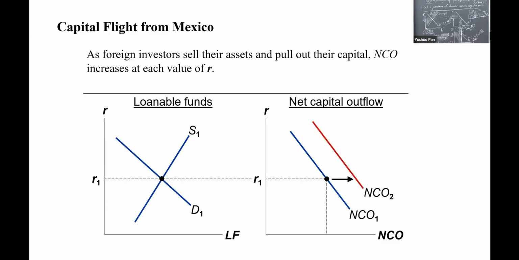As foreign investors sell their assets and pull out their capital, the NCO increased at each value of R. Again, because people, no matter residents or foreigners, do not have confidence in that country, so often they are going to pull out their capital outside from that country. In this case, it's Mexico. So the net capital outflow here.